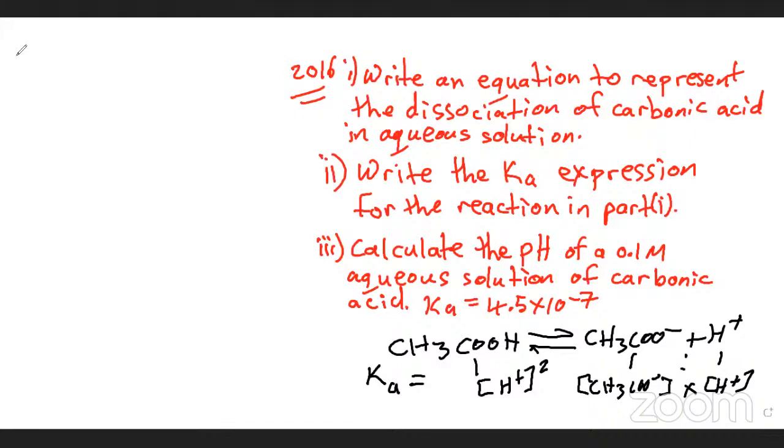All right, so part one, dissociation of carbonic acid, H2CO3. Remember, double-edged arrows. Also, ensure you put state symbols. So let me do that as well. Just to put your state symbols. All right, so that's the equation.